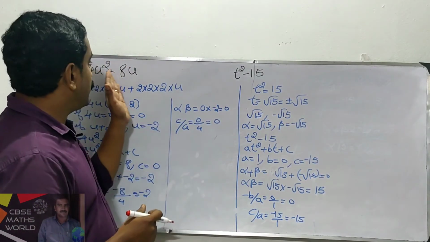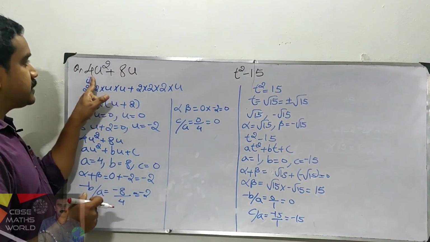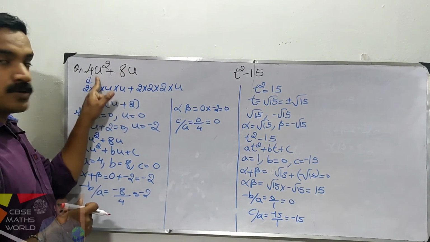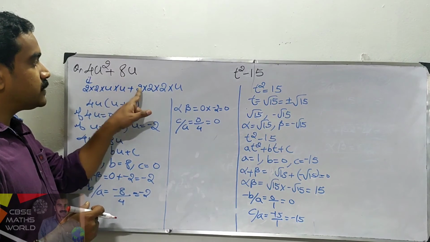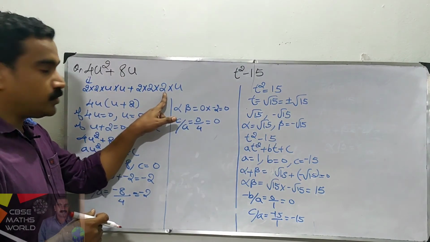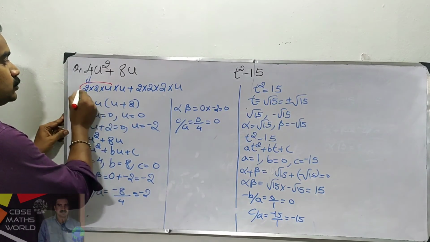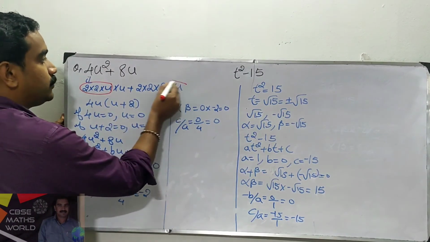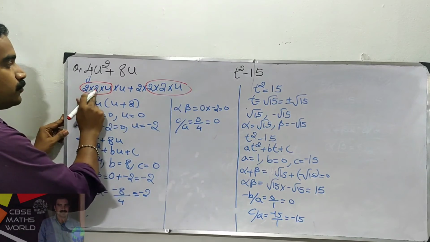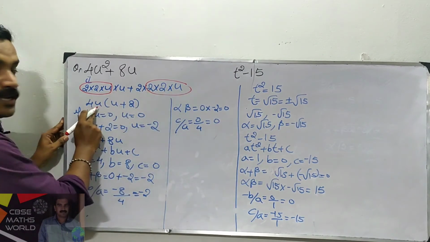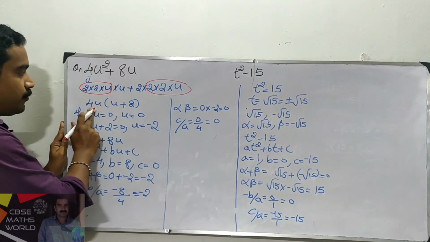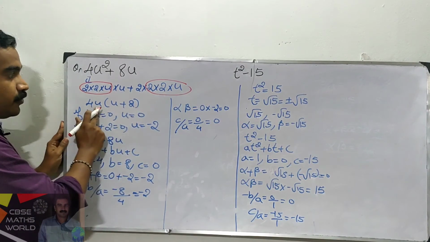Next question is 4u square plus 8u. What is 4? 4 is 2 into 2. U square is u into u. Here 8 is 2 into 2 into 2. Then u is u. What is common here? 2 into 2 into u, that is 4u, is common. We can take that 4u outside. So what is remaining? 4u into u plus 2.